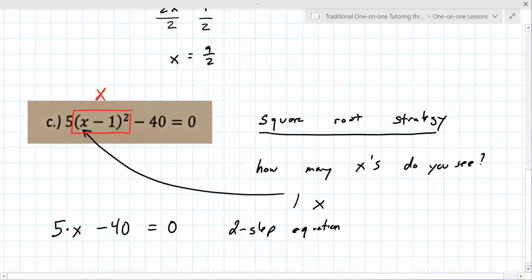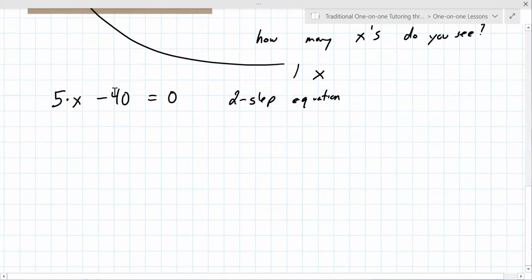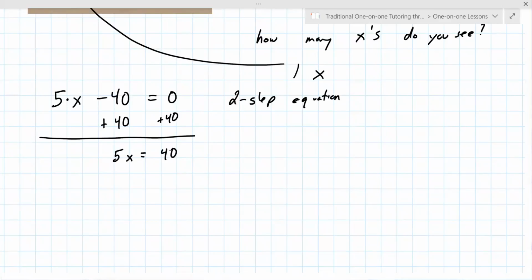Go down to your problem down here. What are you subtracting? 40. So how do you undo subtraction by 40? Adding. Add 40. Yeah. Okay, so 5x equals 40. What is the math operation between the 5 and the x? What is the 5 doing to the x?